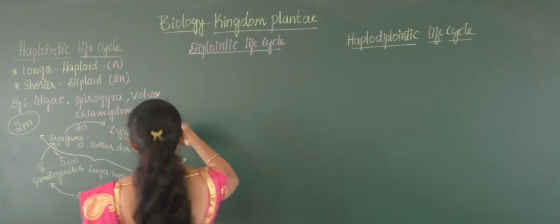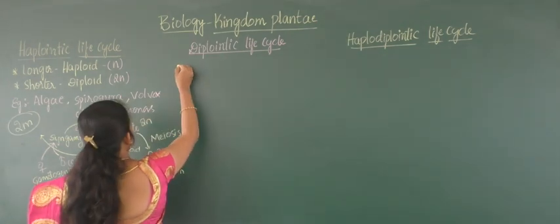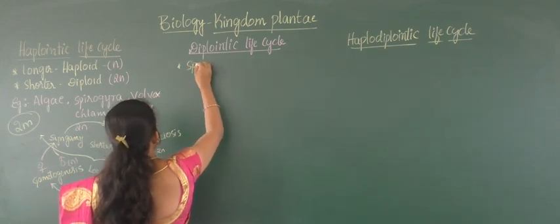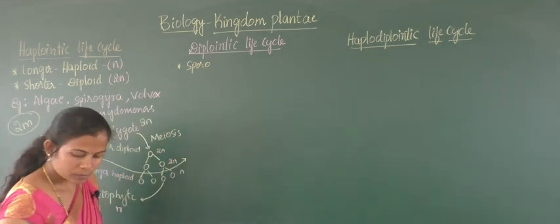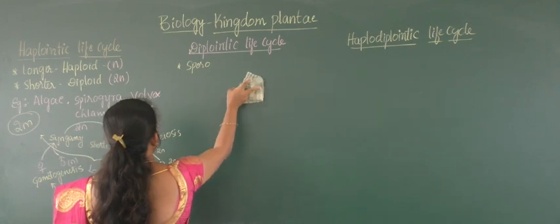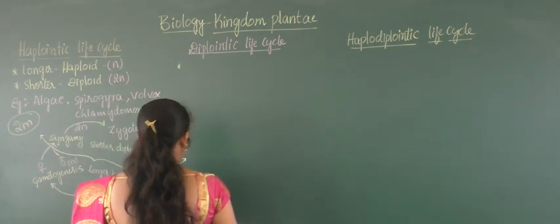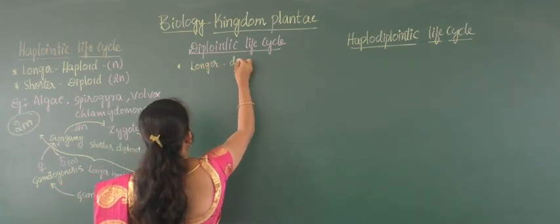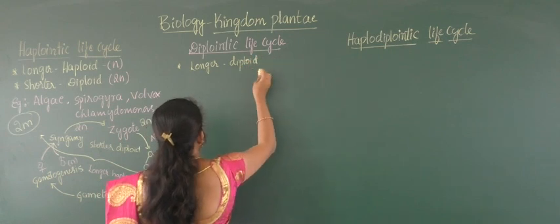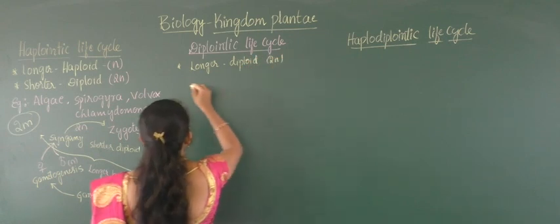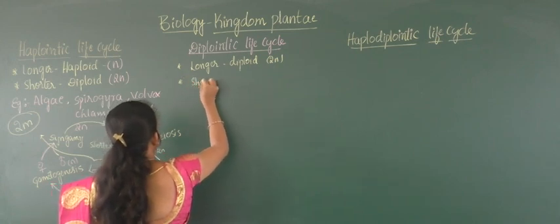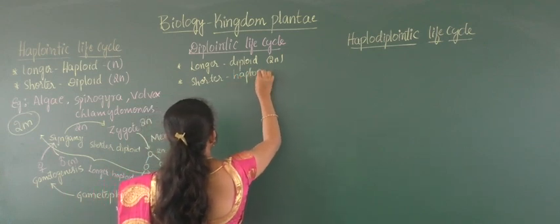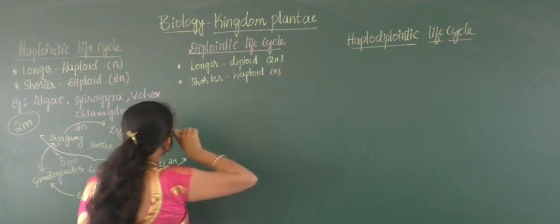And here also the same thing will be present. In case of the longer time, the sporophyte, we need to mention the haploid and diploid, right? Longer will be the diploid stage, 2n condition, and a very shorter haploid condition will be there, and that is the n stage.